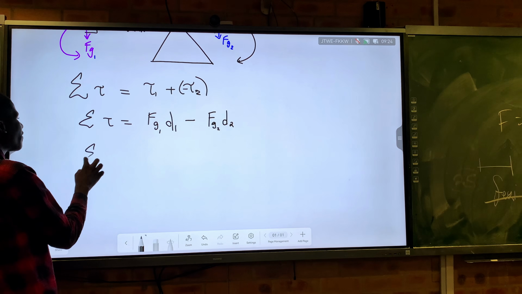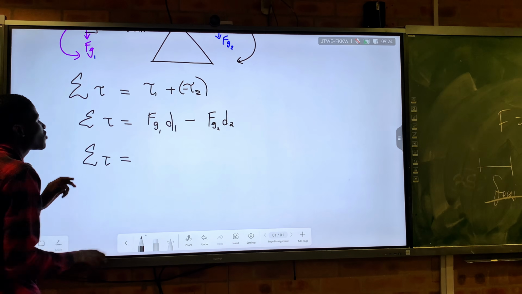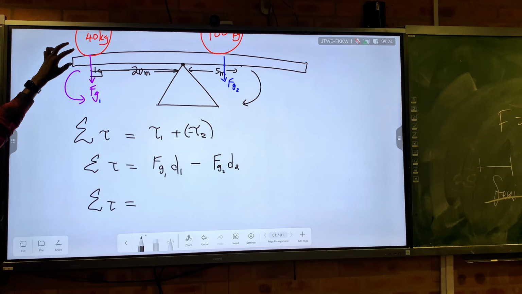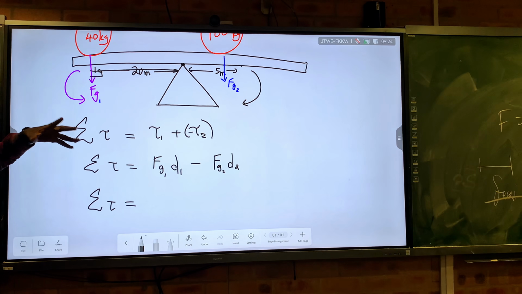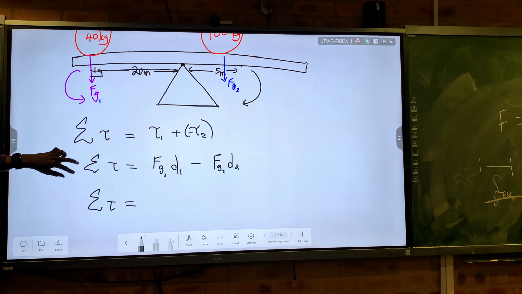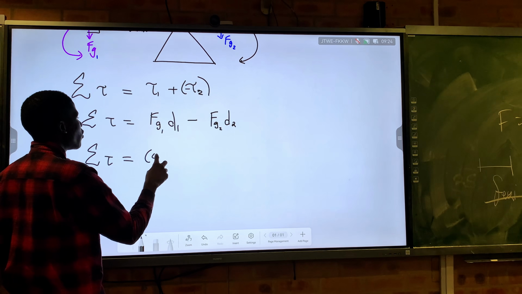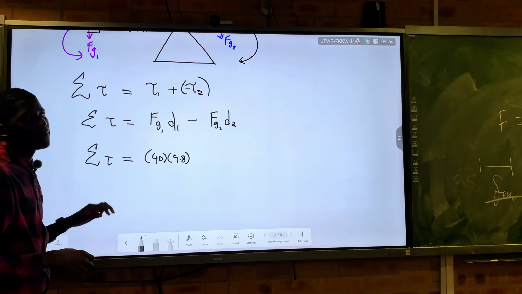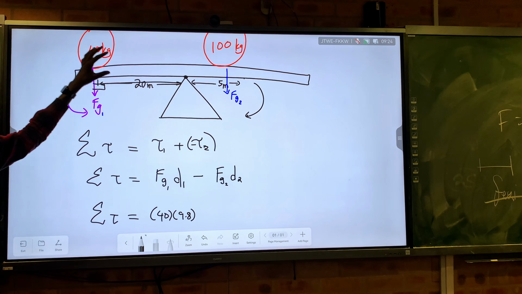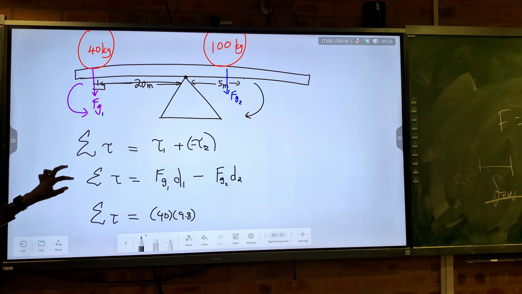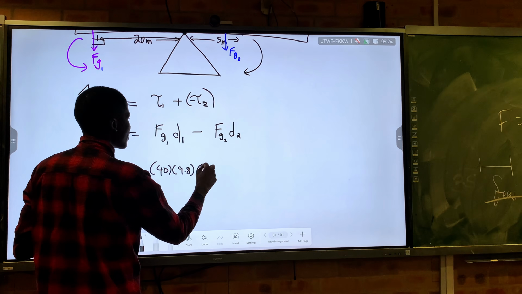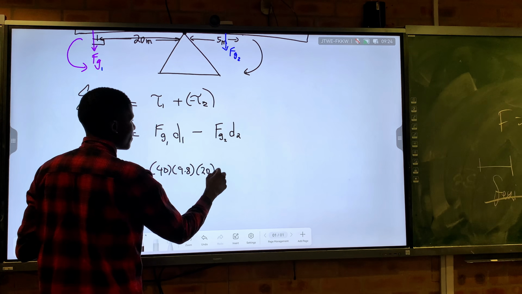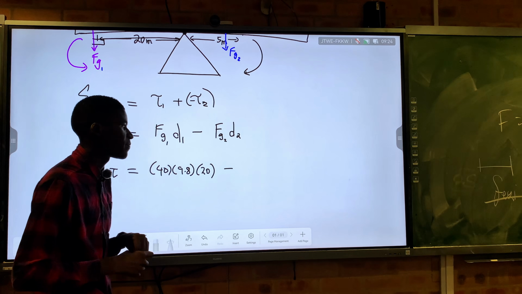So if we substitute our values, the force of gravity from the first object is going to be mass times gravitational acceleration. So this is going to be 40 multiplied by 9.8. This is FG1. And then the distance of this object from the pivot is 20 meters. This is all in standard units, by the way.